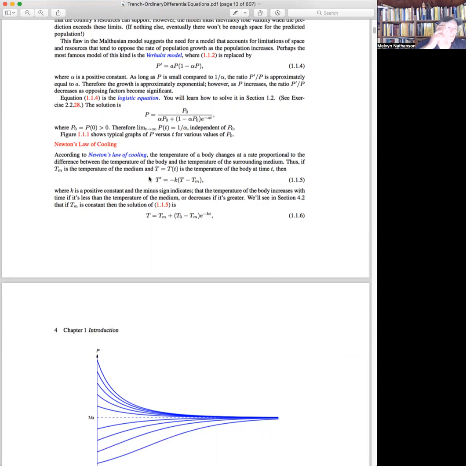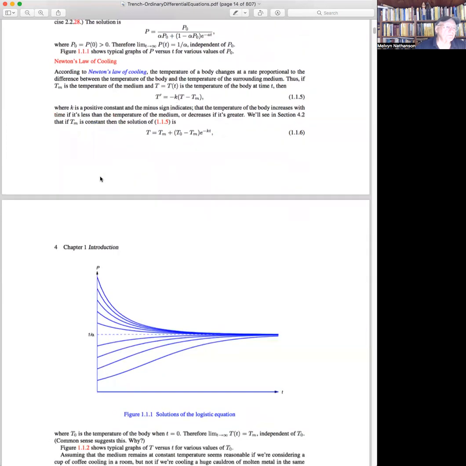So by measuring the body temperature and measuring the room temperature, you can figure out how long the person's been dead. Right? If the person's been dead for a long, long time, the body is at room temperature. If the person just died, the temperature is close to 98.6. That's Newton's law of cooling.